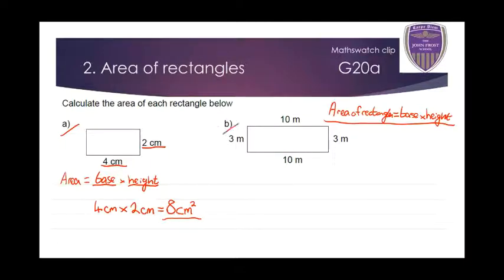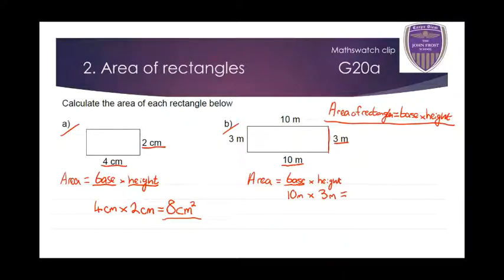So question B, so we've got another rectangle. We need to find the area of this rectangle. So remember, area equals base times height. So we don't know the area, but the base of the shape, now there's a lot of numbers flying around here, but they're all the same. So same as the last rectangle, the base is this bottom number, so 10 meters, and the height is this side here, which is 3 meters. So 10 meters times 3 meters.